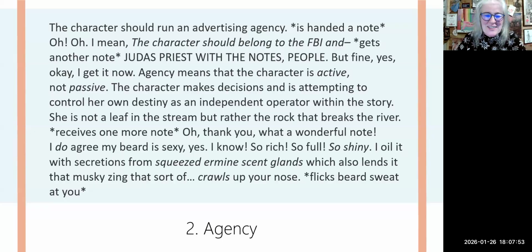Oh, Chuck. Your character needs agency. Your character needs to be able to make decisions. I love that he said she's not a leaf in the stream, but the rock that breaks the river. The plot is going to happen around the character. The character is your force. The character is the one wading through the river, running against the wind. Whatever is happening around, you have your character with a personality reacting to it.